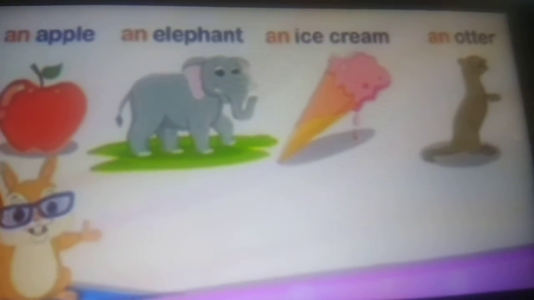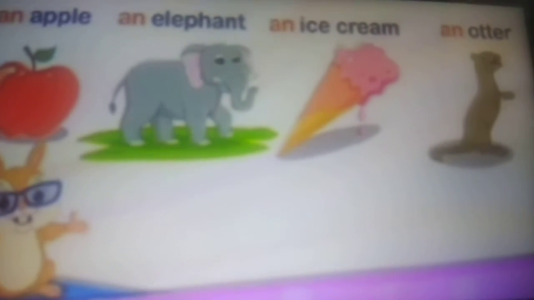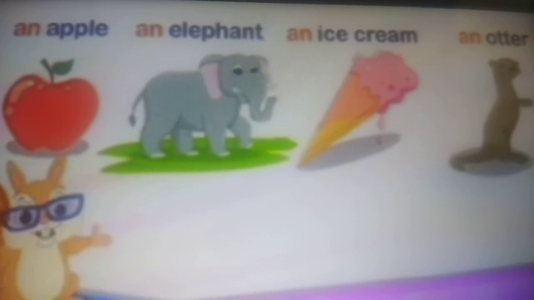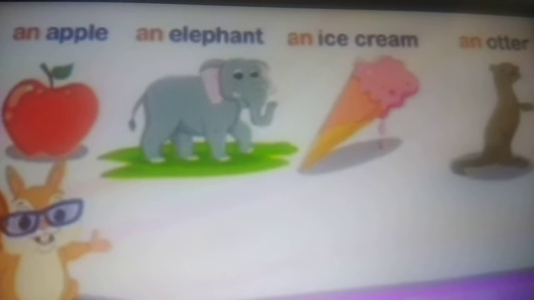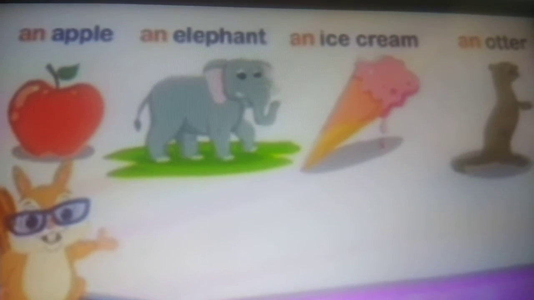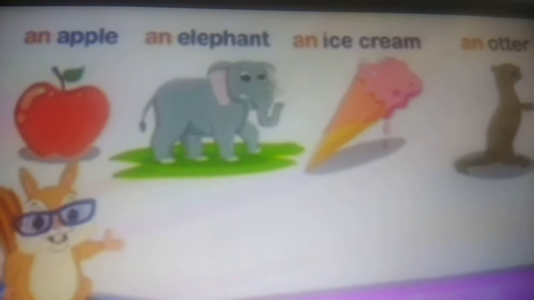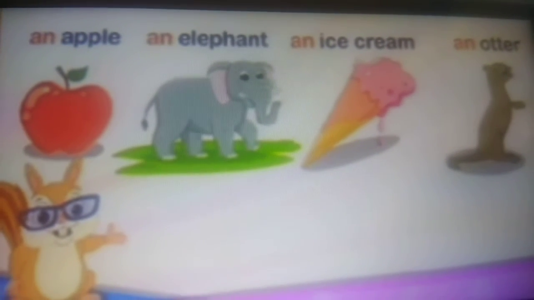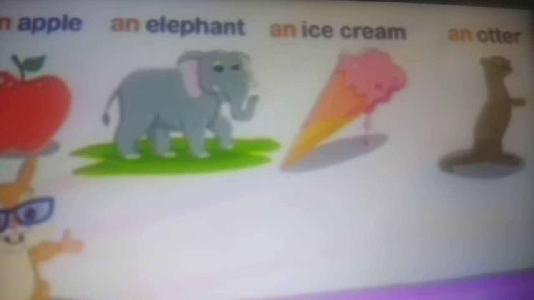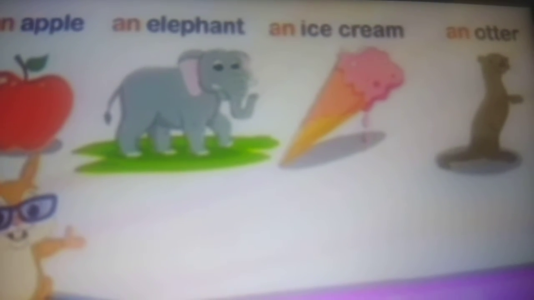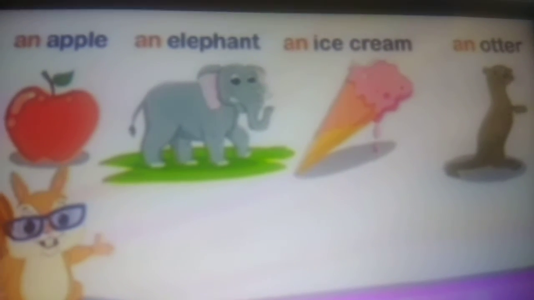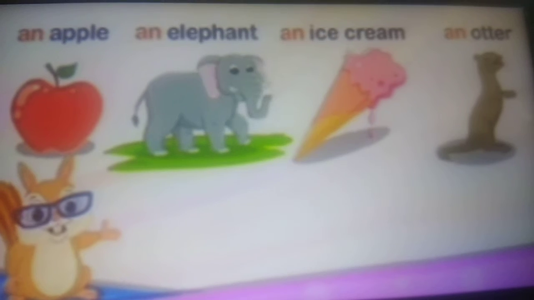Coming to the next picture. What is the picture? Ice cream. In the word ice cream, what is the first letter? I. I is a vowel. That's why we use an. Next, otter. O-T-T-E-R. Otter. What is the first letter? O. That's why we use an.